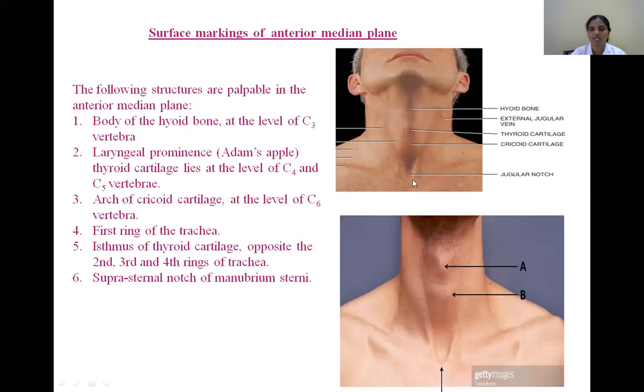The clavicle medially articulates with the manubrium sterni. What is this? This is the sternoclavicular joint. Laterally, the lateral-most extremity of this clavicle articulates with the acromion process of the scapula. What is the joint? Acromioclavicular joint. So this is the lower limit of the neck.